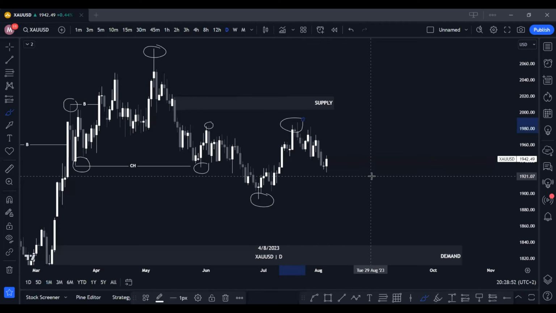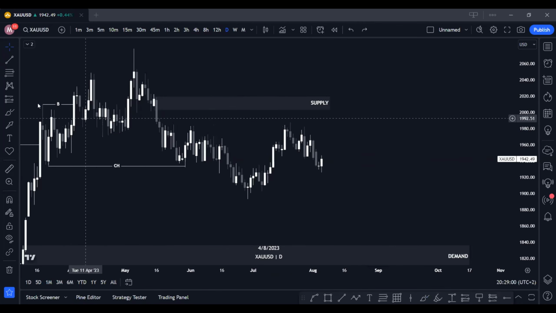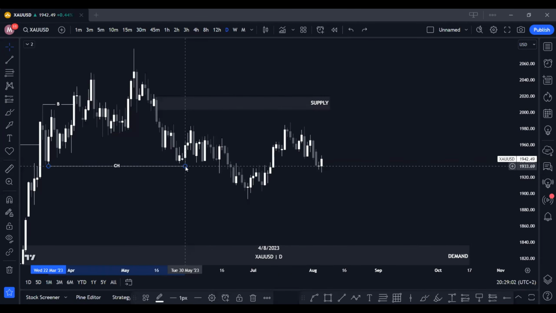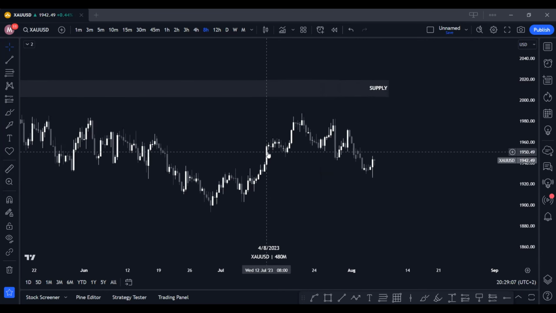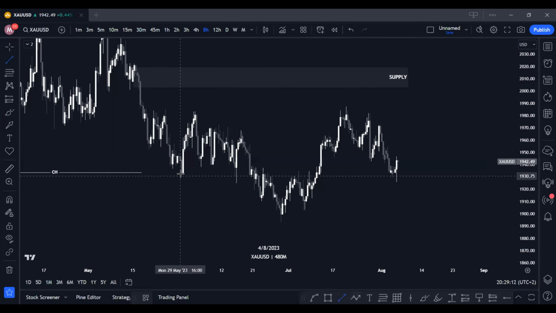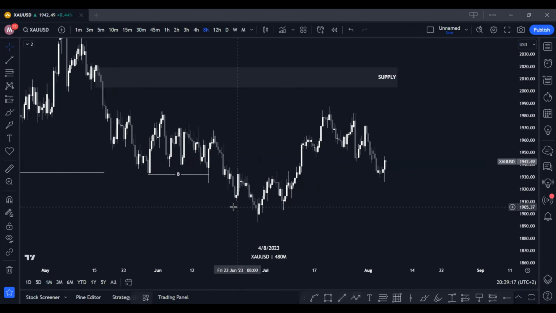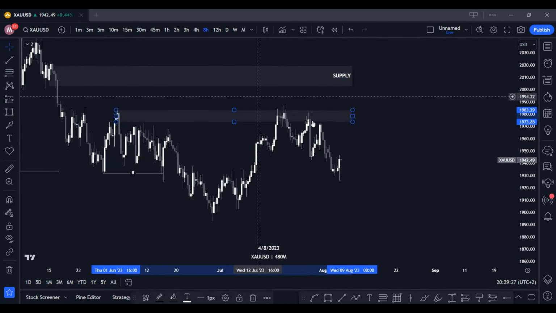Okay, so now let's mark that out properly. Now this is what we have. We have this break of structure, this change of character here. Let me just move to the 8-hour chart. On our 8-hour chart, we also have this break of structure here, and we have this beautiful supply area here that had just been spiked out.